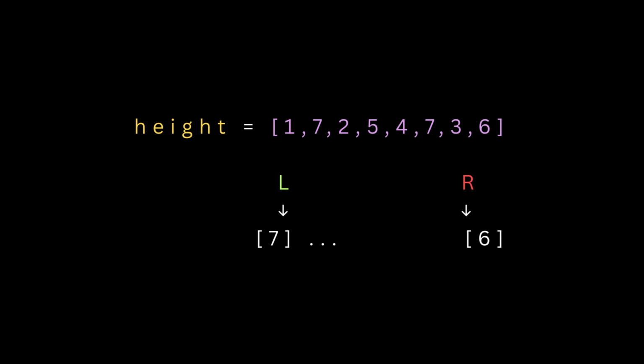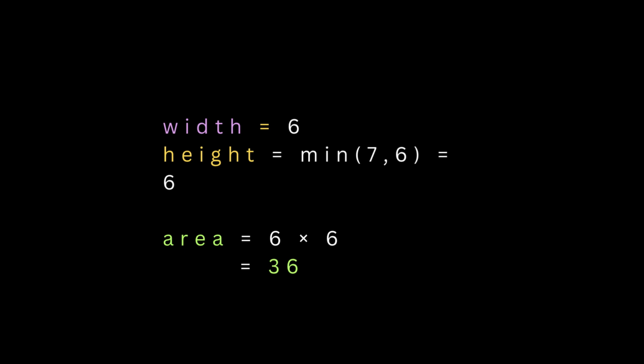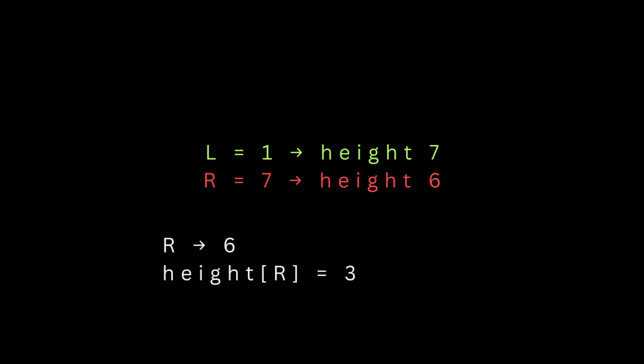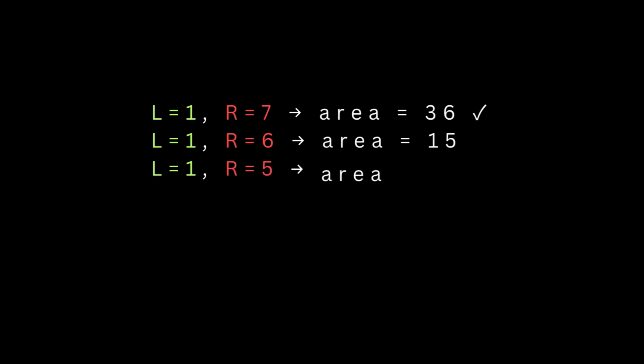So we move the left pointer. Now the left height is 7 and the right height is 6. The width is now 6 and the shorter height is 6. So our area is 6 times 6, that equals 36. We have already beaten our previous maximum of 7. Now the right side is shorter, so we move the right pointer. We keep repeating the same rule: compare the two heights, calculate the area, and move the pointer at the shorter line.